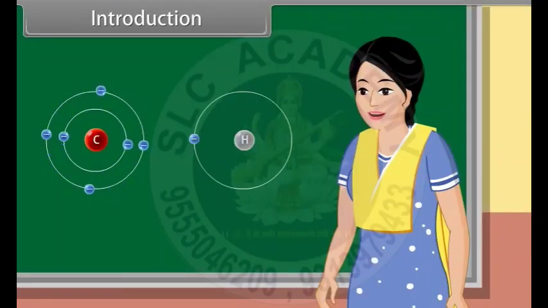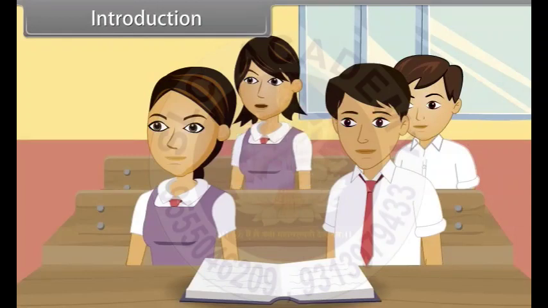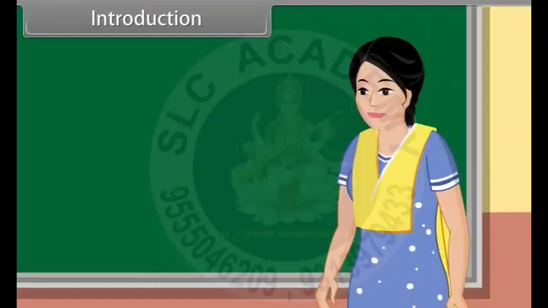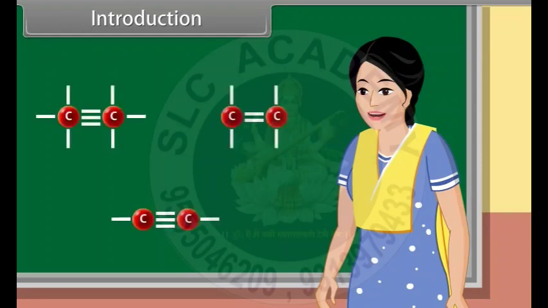Organic chemistry is the branch of chemistry that involves the study of carbon and hydrogen containing compounds. Teacher, how are the carbon-carbon atoms attached? The carbon-carbon atoms are attached by single bond, double bond or triple bond, and the functional group present on the organic compound decides its chemical nature.